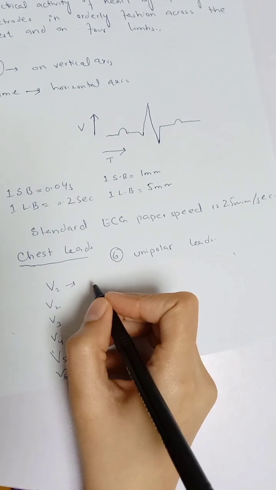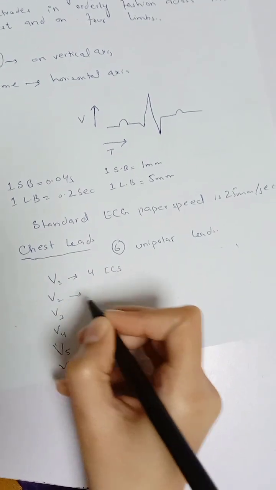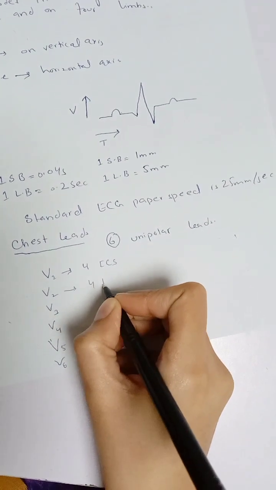V1 is placed on 4th intercostal space and V2 is also on 4th intercostal space. The remaining portion we will discuss in another video.